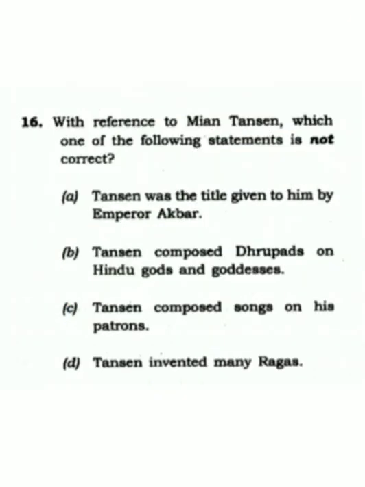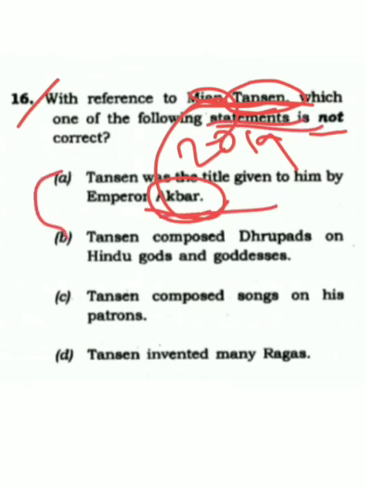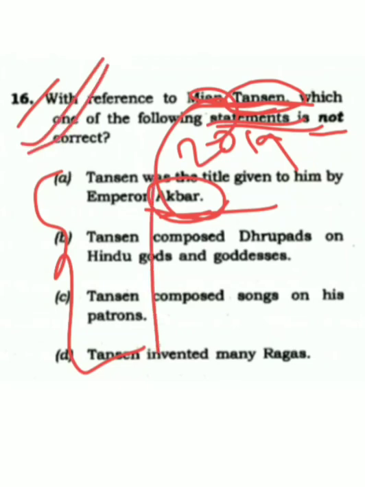Then we also have question number 16, again from the 2019 paper, where the question is asking about Mian Tansen. Now, if we know about Akbar, we'll know that yes, Tansen was in the court of Akbar. And we can only know about Tansen once we know about Akbar, once we know who Tansen was in Akbar's court. If we don't read about Akbar, we don't know about Tansen. If we don't know about Tansen, how do we assume ourselves to answer this question? So this was again the third question in the UPSC paper in 2019 itself.